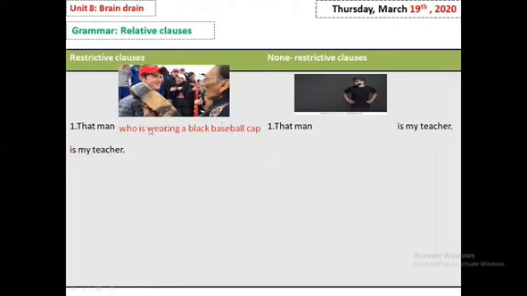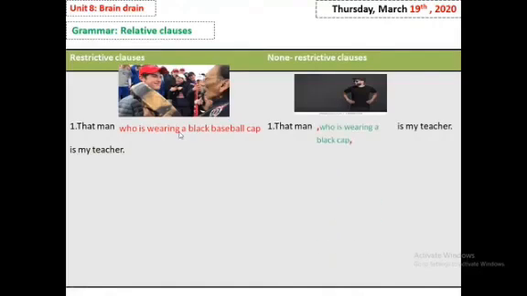Okay, good. So here, this clause is very important to give a complete sentence. Without this, the sentence is not complete and it doesn't have meaning. If you just say "That's my teacher", there is a big confusion, and the person doesn't understand what you say. But when you add this, it is very important because you restrict which one, you identify which one.